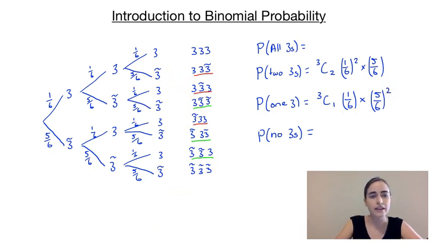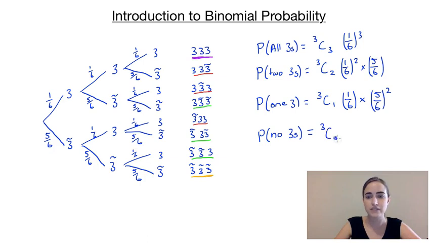Next, the probability of all 3s. There's only one way that can happen. That makes sense with our combinations as well, because we've got 3 and we're going to choose 3 of them. Then we're going to have 1/6 cubed, because we want 3s all 3 times. The last one, the probability of no 3s, is going to be this very bottom one here. Again, we have 3 and we're going to choose none of them to be 3s. It's 3C0, which means we're going to end up with 5/6 cubed.